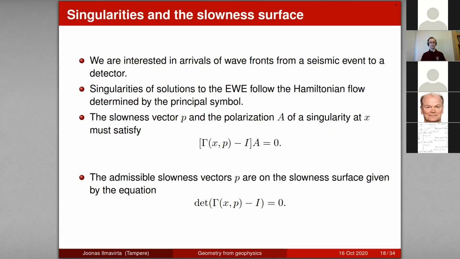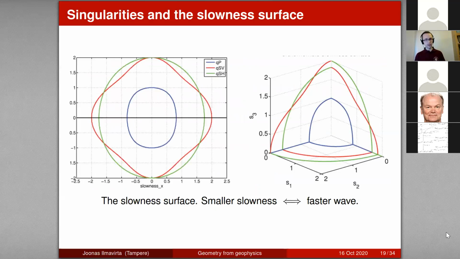So the admissible slowness vectors P, where these singularities can exist, form a set called the slowness surface. So if I fix a point X, all the possible P's where this condition is satisfied form the slowness surface. And I have a picture of it right here. So this is a three-dimensional thing, just given in slices. On the left, this is just a two-dimensional slice through a three-dimensional picture. So the slowness surface comes in three branches. So there's the blue, red, and green branch. And the blue one is the innermost one, has the smallest slowness, so it is the fastest one. So that's why the name slowness. So it kind of behaves inversely. And it behaves much better than the outer one.